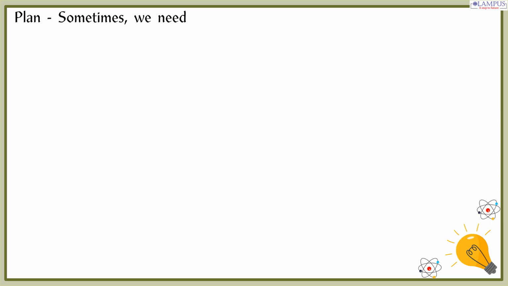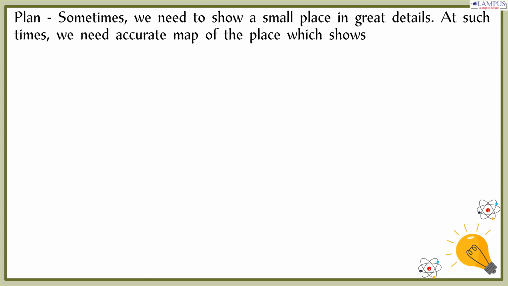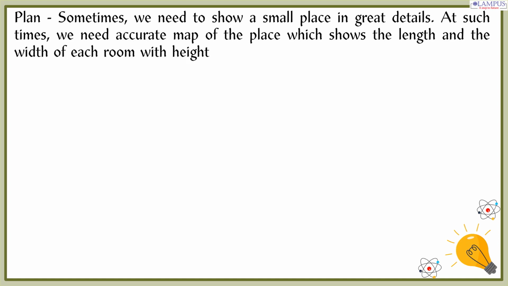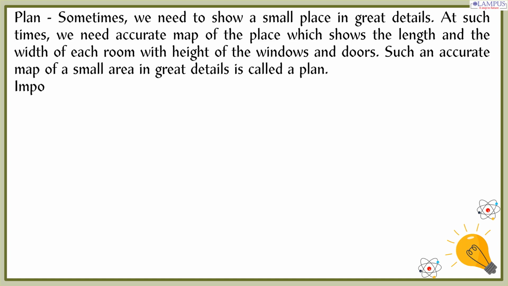Plan. Sometimes, we need to show a small place in great detail. At such times, we need an accurate map of the place which shows the length and the width of each room with height of the windows and doors. Such an accurate map of a small area in great detail is called a plan.